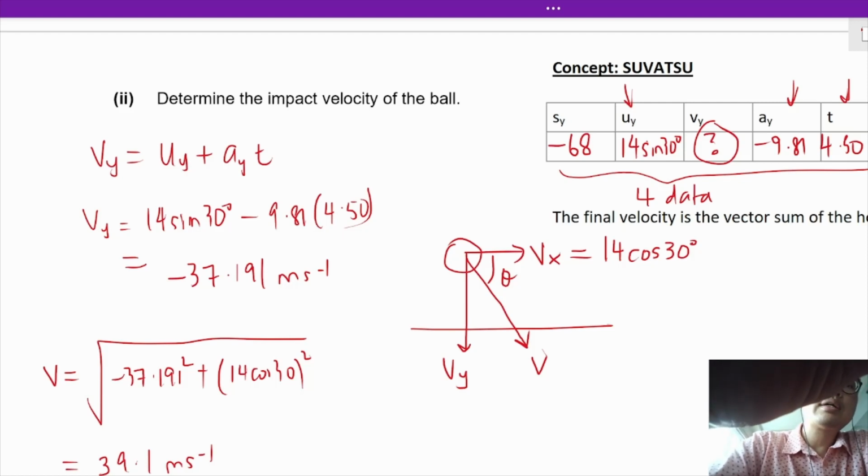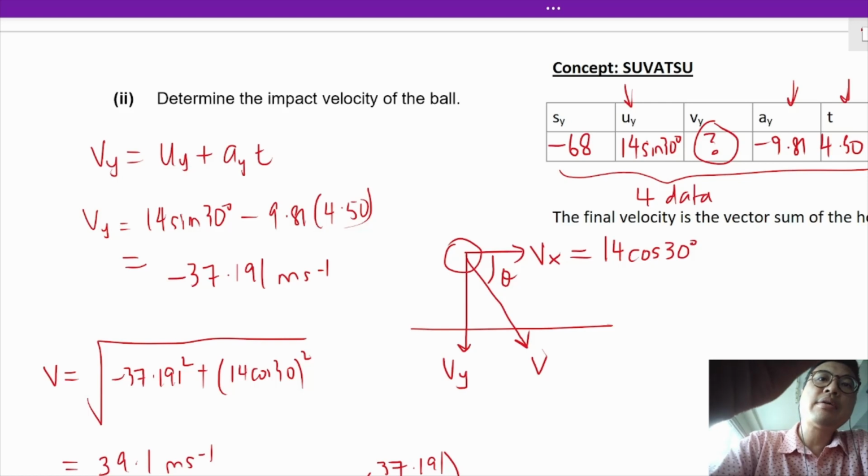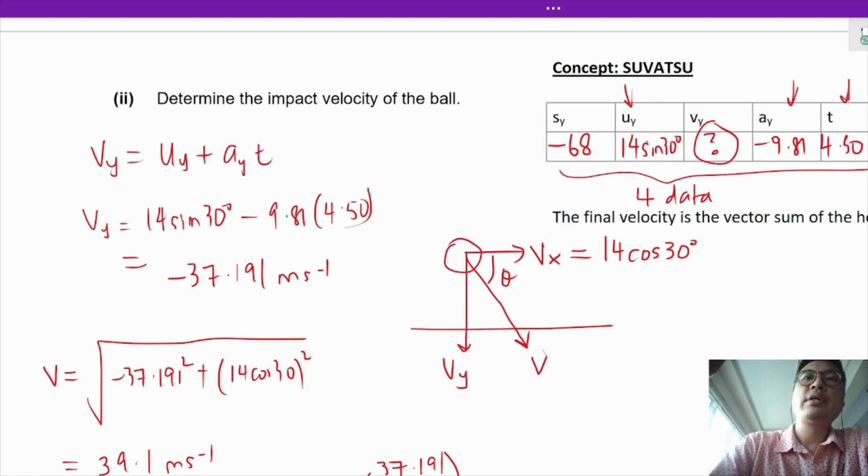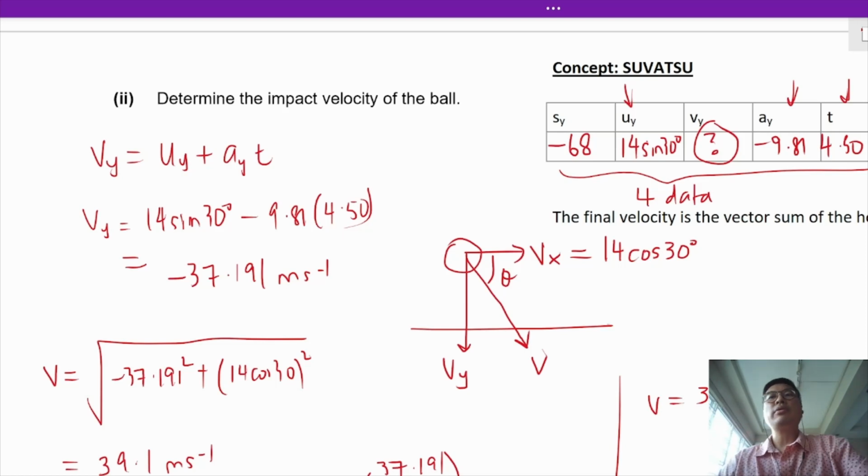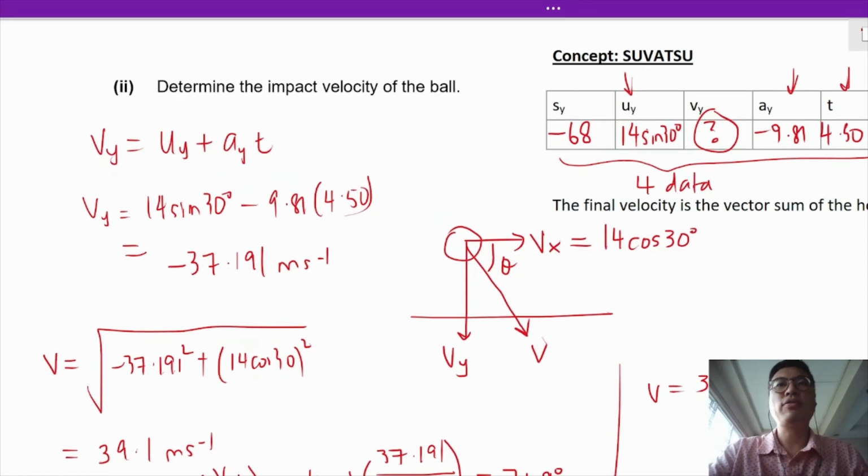So this will be the arctan of 37.191 divided by 14 cos 30. And this angle will be equal to 71.9 degrees. So what we can write is that V is equal to 39.1 meters per second, 72 degrees below the horizontal as shown. If we write below the horizontal as shown, we will be able to get full marks for the direction, even if you have written it slightly wrongly.